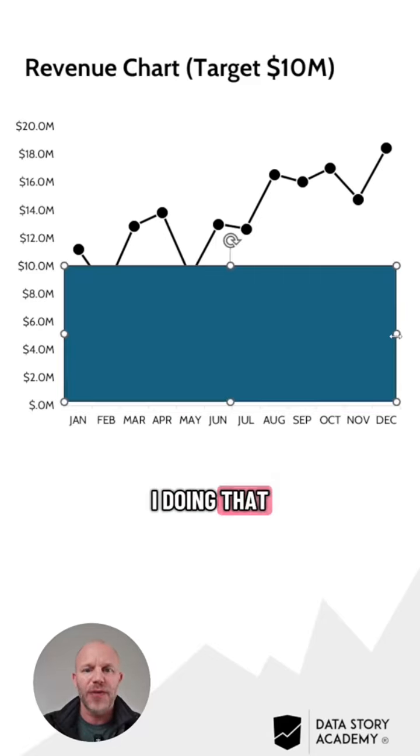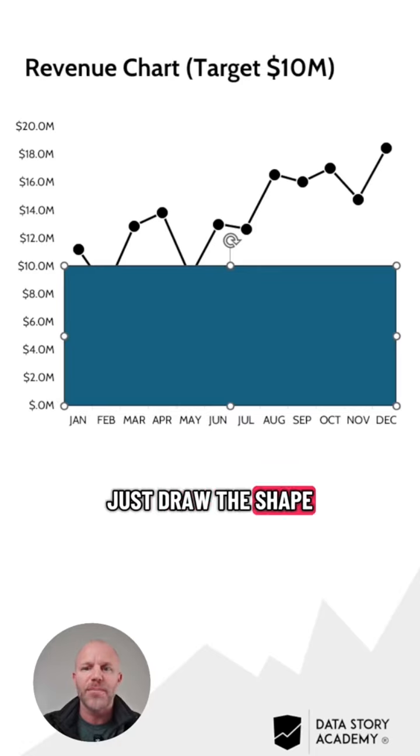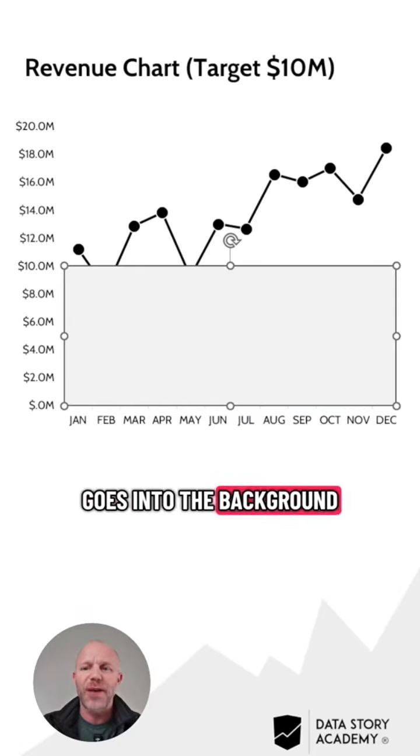Well, why am I doing that? I'm actually going to show where this falls below target. So I can just draw the shape. Then what I'm going to do is make it a light gray, so it kind of goes into the background. I'm going to turn off any borders or lines around it.